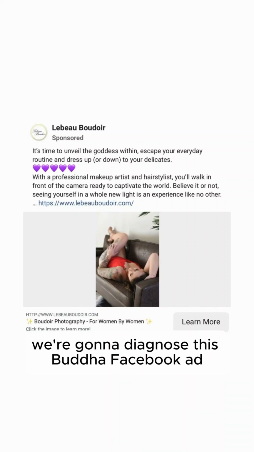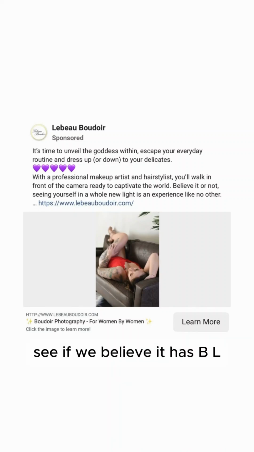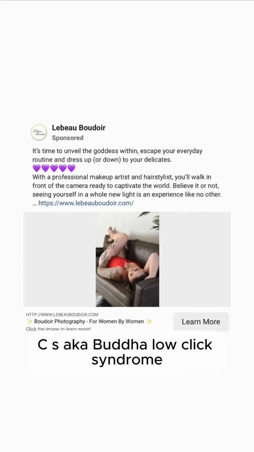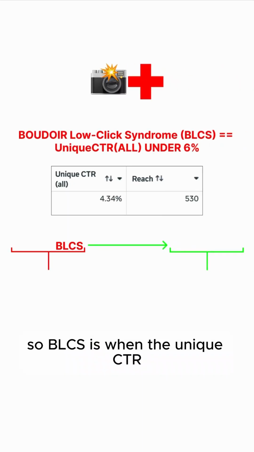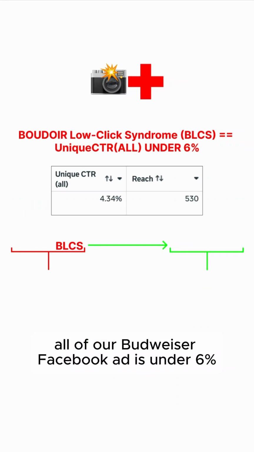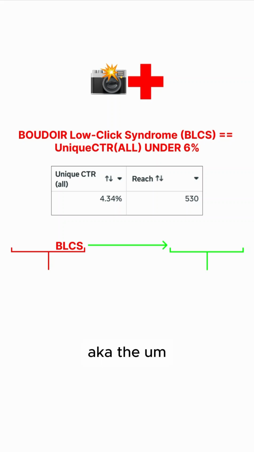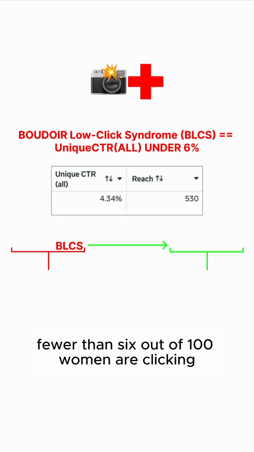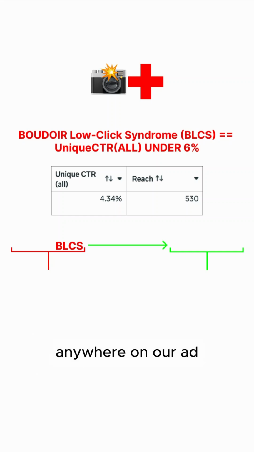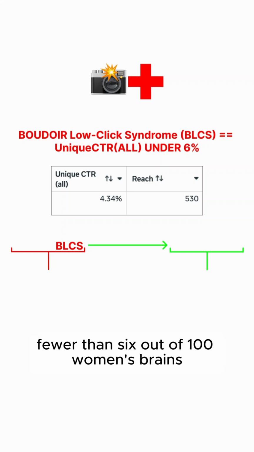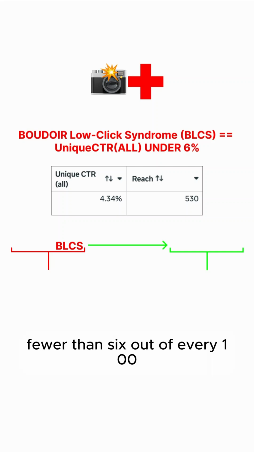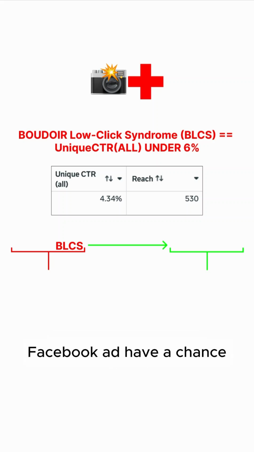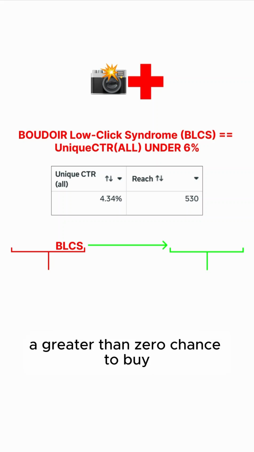All right, y'all, we're going to diagnose this Boudoir Facebook ad, see if we believe it has BLCS, aka Boudoir low click syndrome. So, BLCS is when the unique CTR of our Boudoir Facebook ad is under 6%, aka fewer than 6 out of 100 women are clicking anywhere on our ad. That means our ad is entering fewer than 6 out of 100 women's brains, and that means fewer than 6 out of every 100 women that see our Boudoir Facebook ad have a chance, greater than zero chance, to buy.